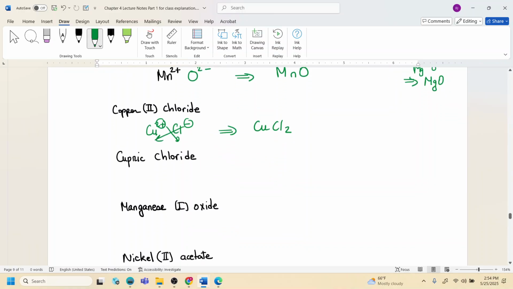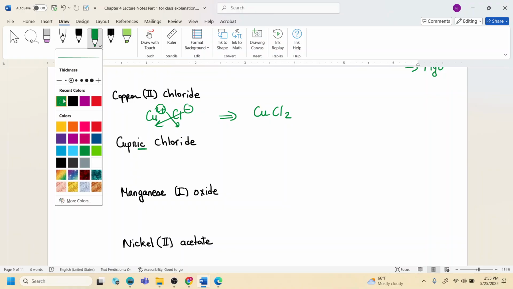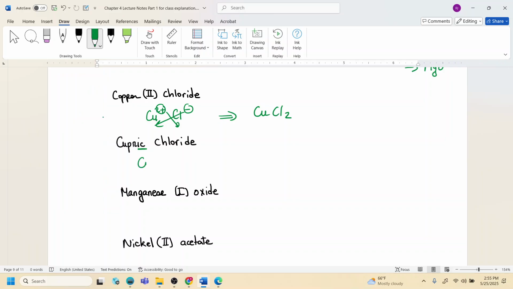It's going to be CuCl2. Cupric. So when I say cupric, it is a higher oxidation state. So you go to the table and you see what cupric represents. Cupric represents Cu3 plus. Okay, and the chlorine is a negative. So go ahead and crisscross those charges, and the formula is going to be CuCl3. Cupric chloride is the same thing as copper 3 chloride.